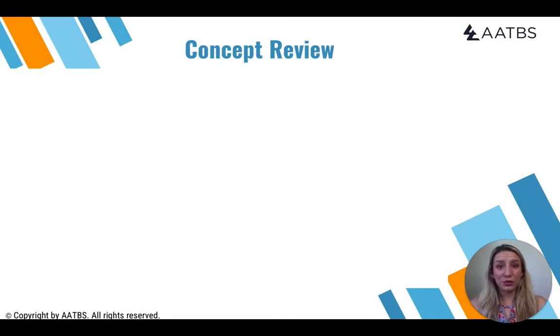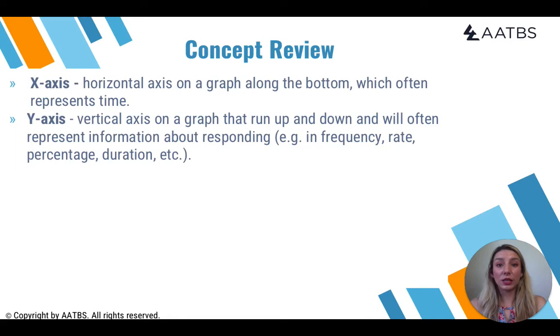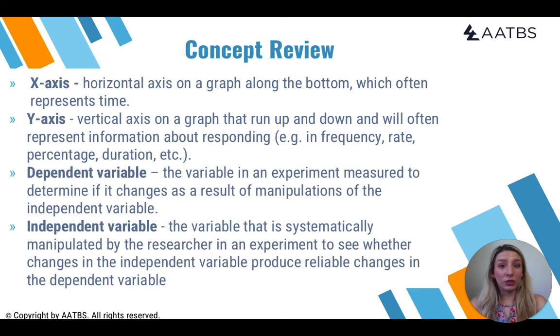So what concepts do we have to review? We've got the x and y axis. So the x-axis is the horizontal axis on the graph along the bottom, which often represents time. The y-axis is the vertical axis on the graph that runs up and down and will often represent information about responding, so frequency, rate, percent, duration. And the dependent and independent variables. So the dependent variable is the variable in an experiment measured to determine if it changes as a result of manipulations of the independent variable. The independent variable, then, is the variable that is systematically manipulated by the researcher in an experiment to see whether changes in the independent variable produce reliable changes in the dependent variable.